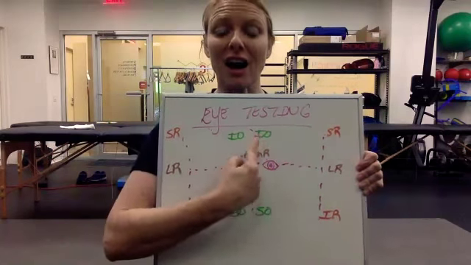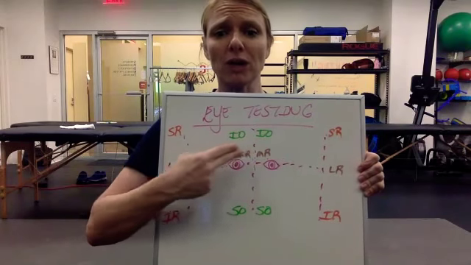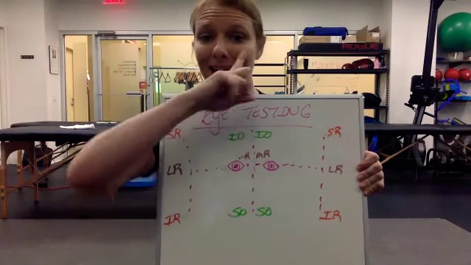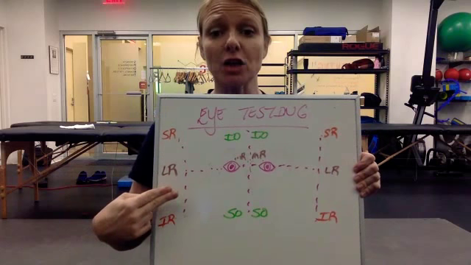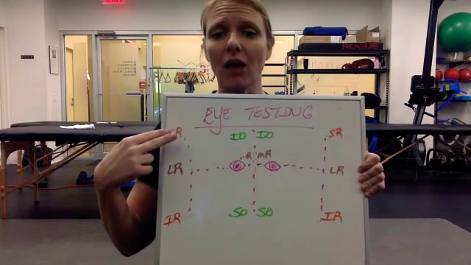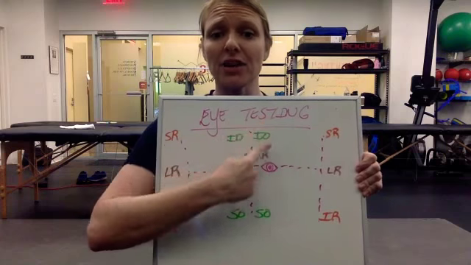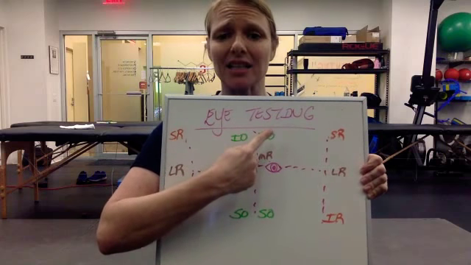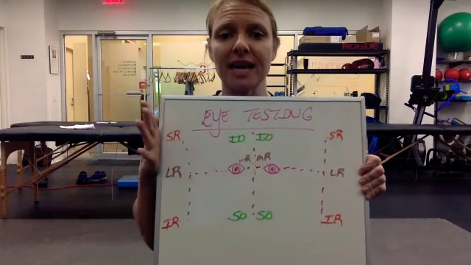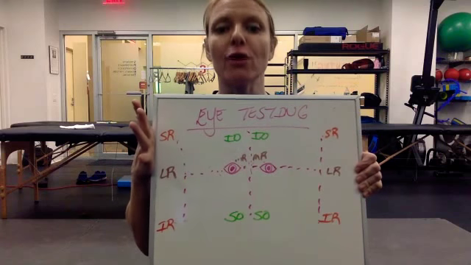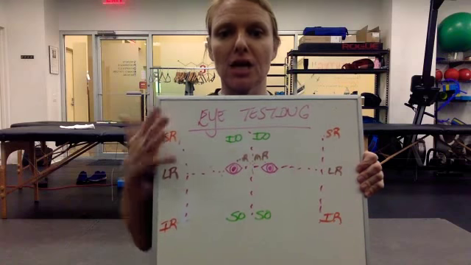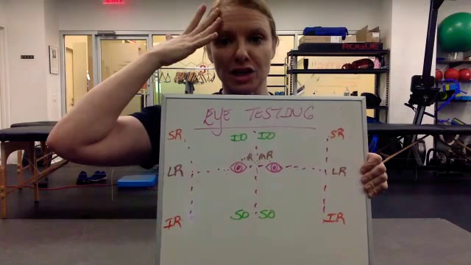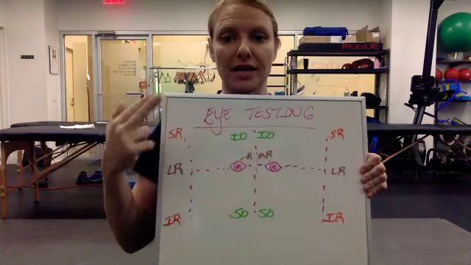On your left eye, the opposite's true, right? So if I go both eyes to the right, I'm adducted on the left eye. As I go into elevation, now I've knocked out any of the other elevators of the eye that also help me to adduct. So on the left eye, I'm testing the inferior oblique. So you have to remember length tension curve when you're doing the eye testing.